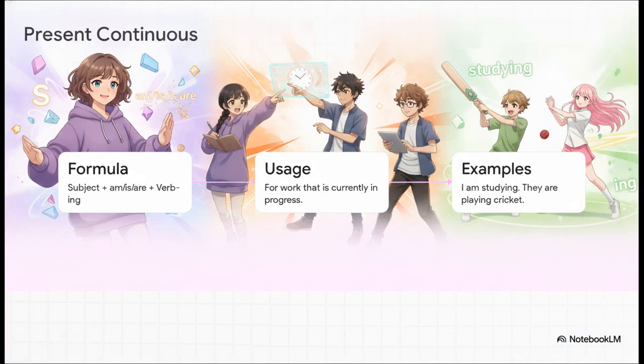Next up is the present continuous. The formula tweaks just a bit here. Take your subject, add am, is, or are, and then you just slap an ing onto your verb. I am studying. They are playing cricket. That ing is a dead giveaway, folks. It screams that an action is continuous. We use this strictly for work that is in progress right this very second.